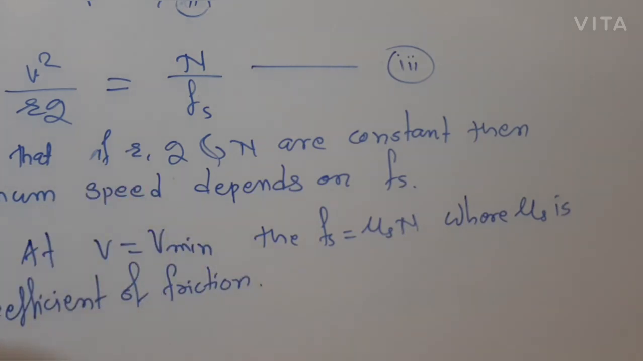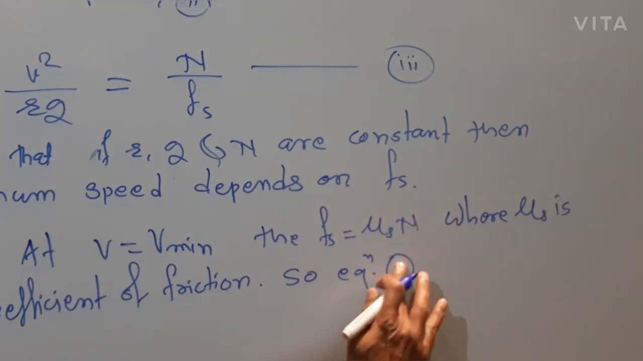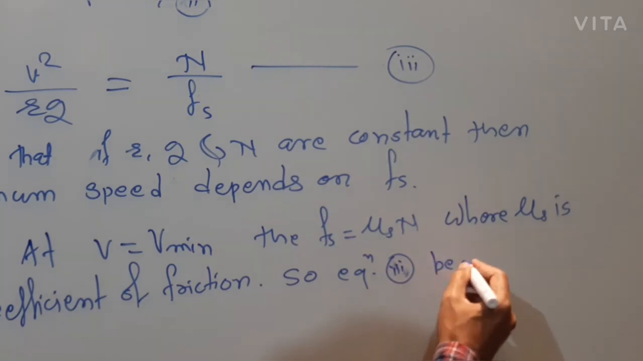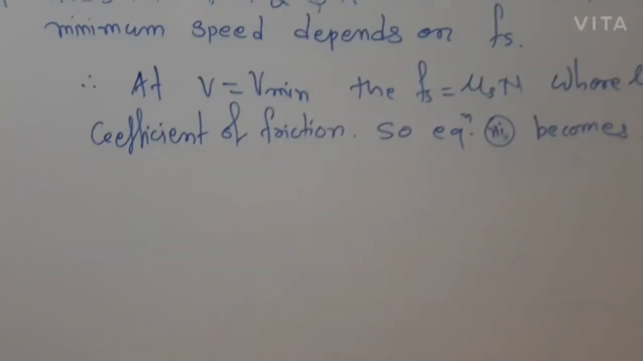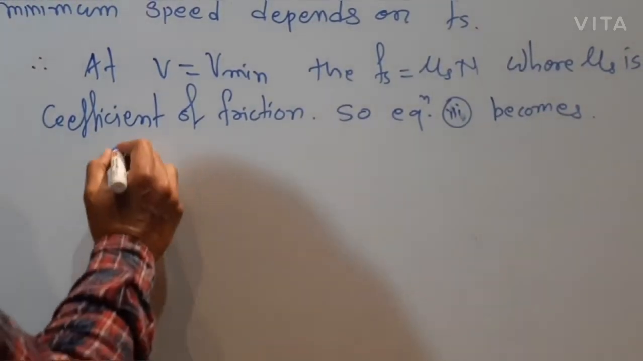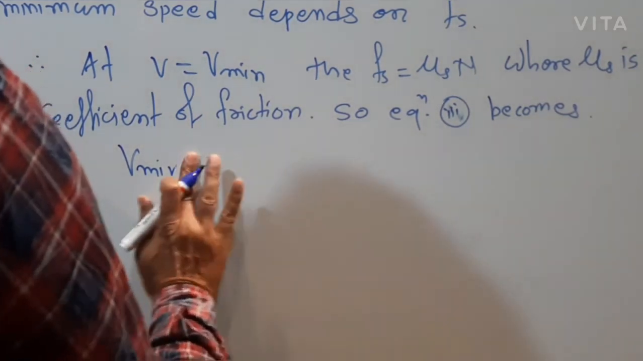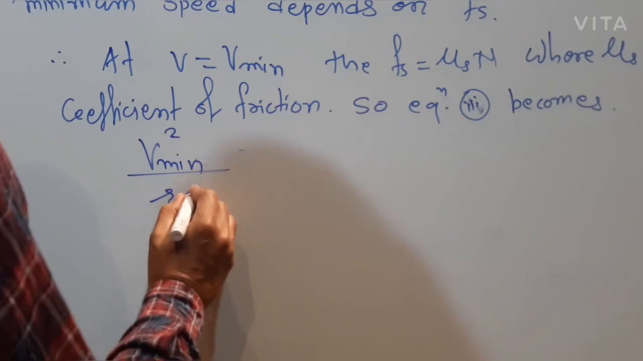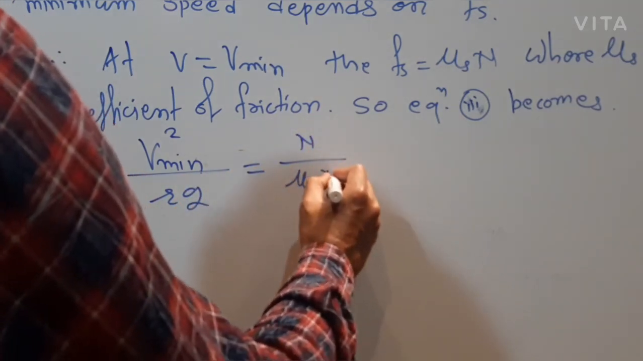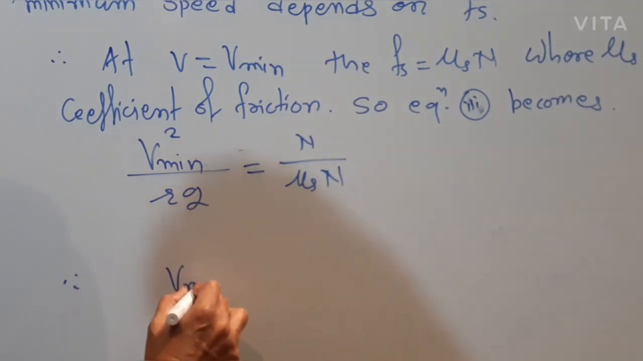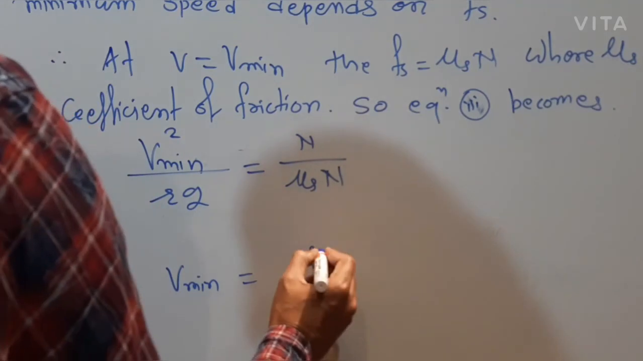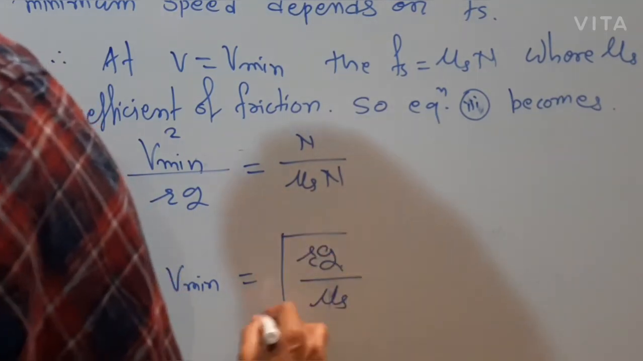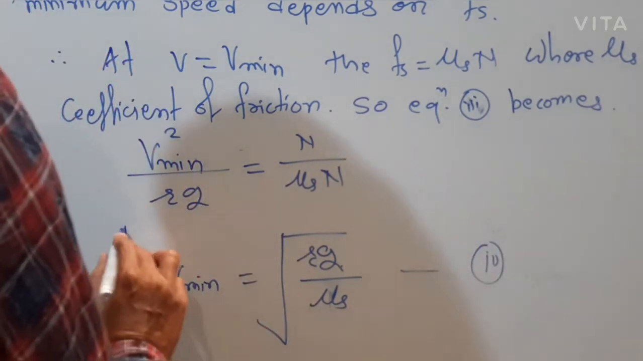And therefore equation 3 becomes, write down, instead of v, write down v minimum. So here v minimum square upon rg is equal to N upon μs into N, and therefore v minimum is equal to square root of rg upon μs. This is our fourth equation, and it is the required formula.